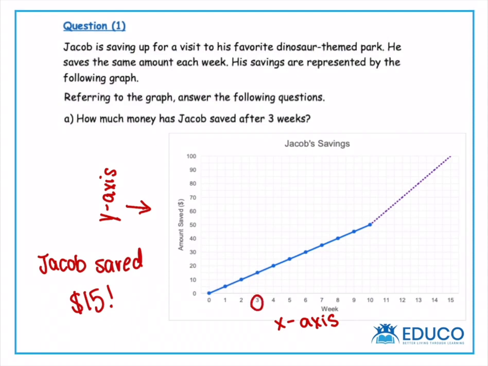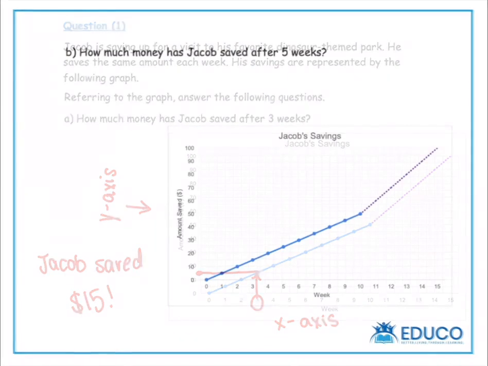So I find the number 3 on my x-axis. I look all the way up until I find my line graph. And then I move myself all the way over to my y-axis to see that I land at the point between 10 and 20, which will give me 15. And that is this question all done.